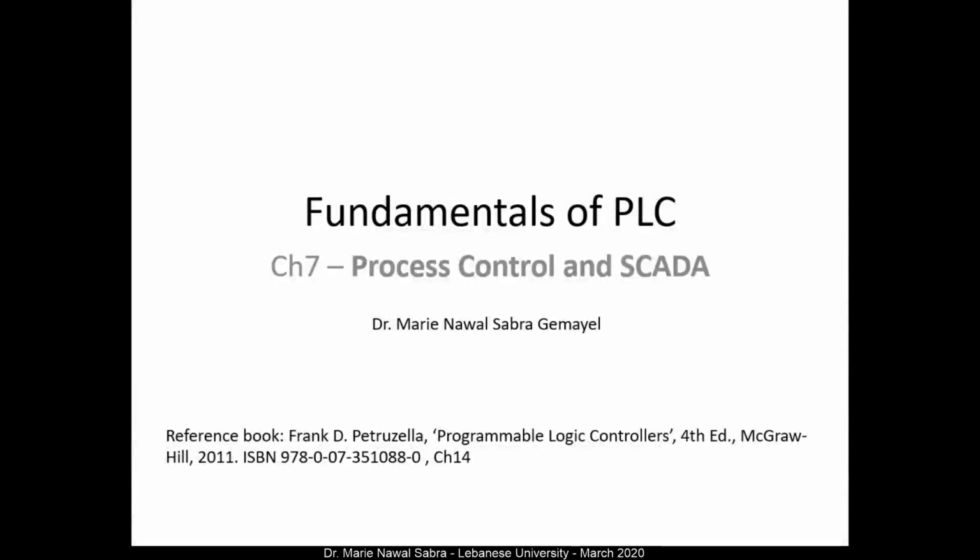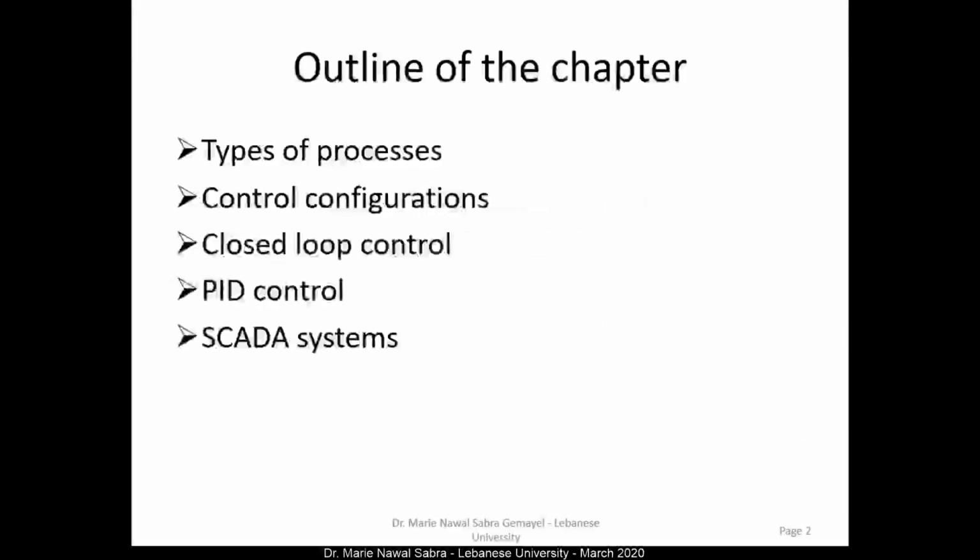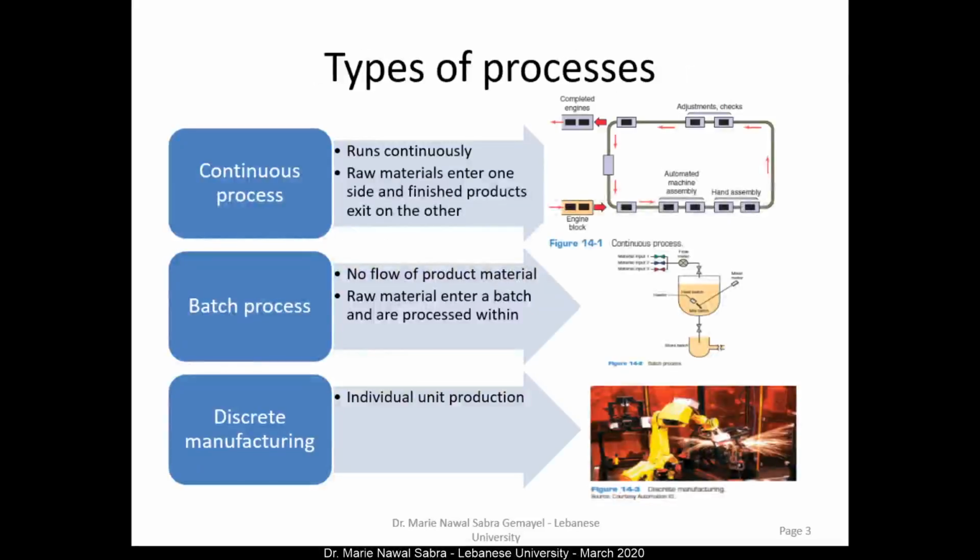In this chapter on PLCs, we are going to talk about process control and SCADA systems. We are going to discuss types of processes, control configurations, closed-loop control, PID control, and SCADA systems. To begin with, we are going to talk about the different types of processes.